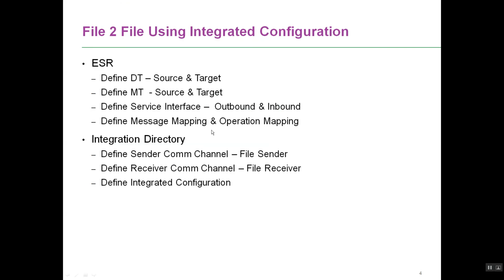Where is the difference? The difference lies in the Integration Directory. In the Integration Directory, we would define a sender communication channel, a receiver communication channel, and we would end up defining a new object that is called an integrated configuration. Previously, we would have created a sender agreement, a receiver determination, an interface determination, and a receiver agreement. Now, instead of those 4 objects, we are going to only create one object, which we are going to call an integrated configuration, and that would enable us to configure our interface. All right. So now I shall meet you back again within the PI server.